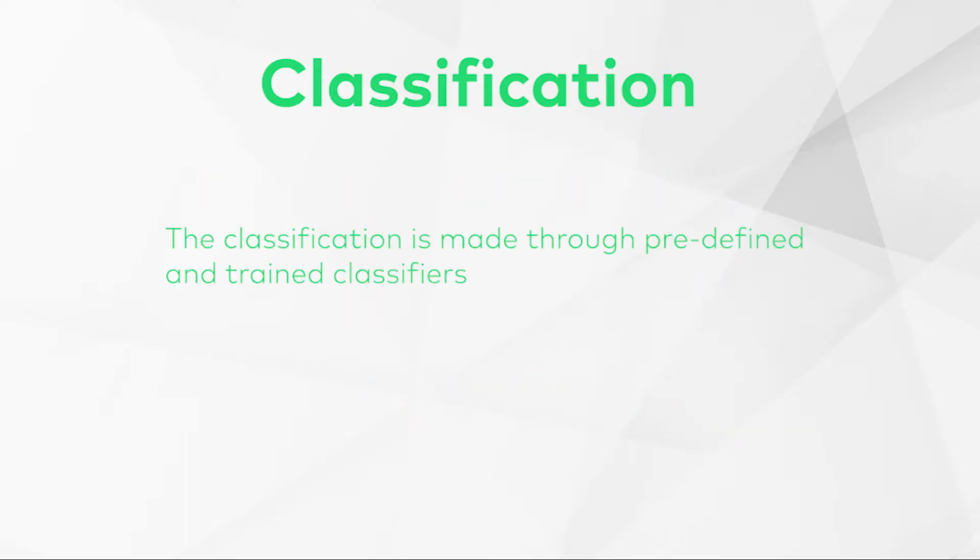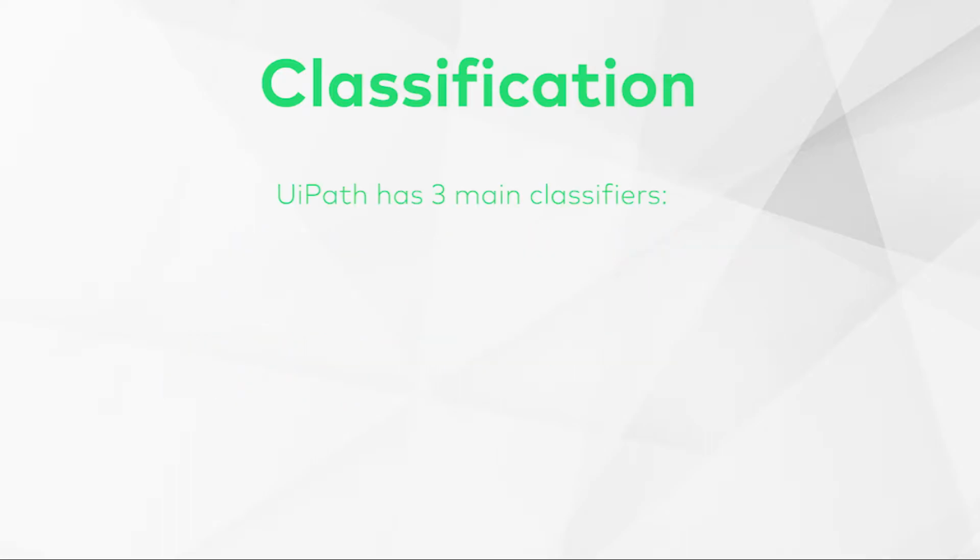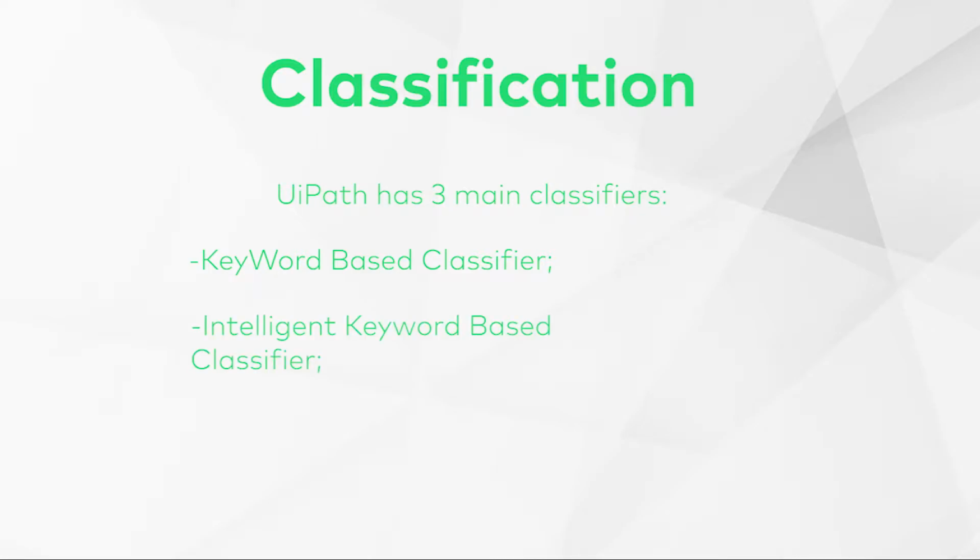This classification is made using previously trained classifiers that can always evolve and present better results through retrains that are executed as the documents are processed. UiPath has three main classifiers: the keyword-based classifier, the intelligent keyword-based classifier, and the machine learning classifier. I'll talk about them soon. So let's go to the workflow.